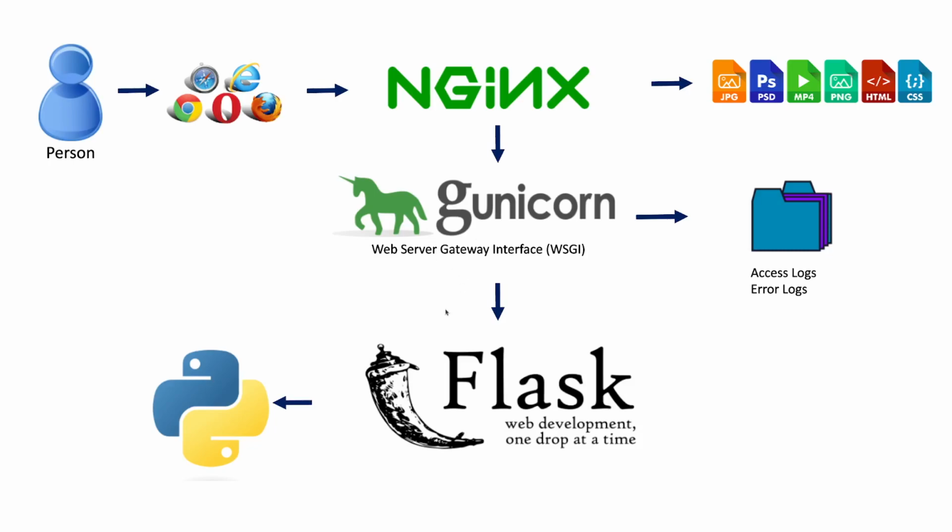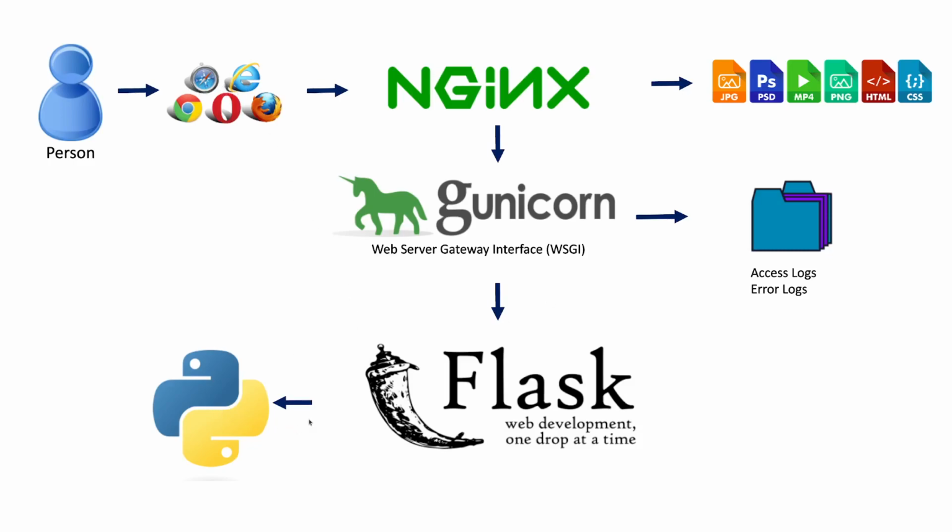Gunicorn sends it to Python and Flask, where in the program you can say, please tell me your name. I can check the username. I send it back, yes or no. Now, if I were to send back an HTML file, Gunicorn would send that to Nginx. Nginx would give it to the user.